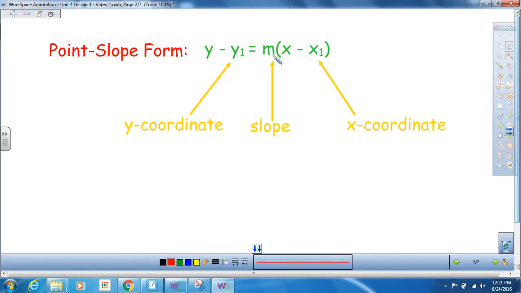And just like before, m refers to slope. Your y1 and x1 are your coordinates of the point you're given. So to write something in point-slope form, you need a point and a slope. So let's say that our point is x1, y1. Then you plug those numbers in here. Notice that you have minus signs in the formula. So the minus signs are really saying opposite.